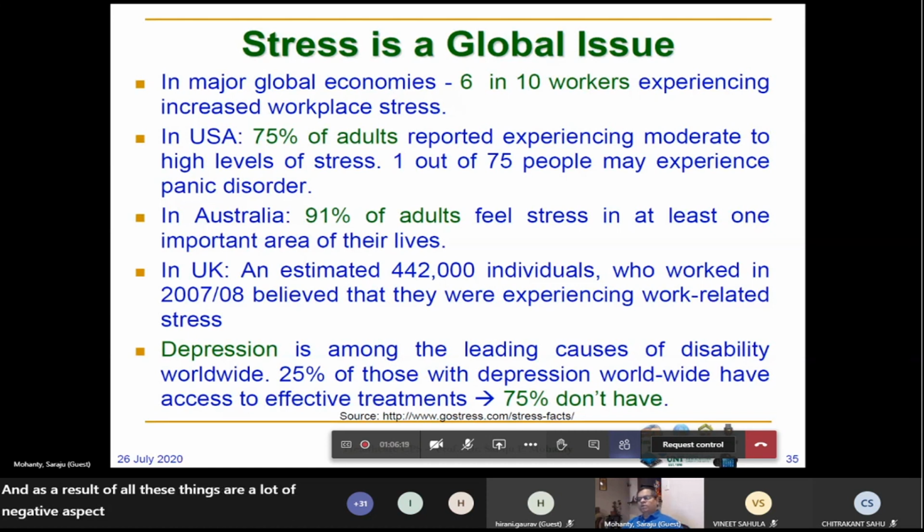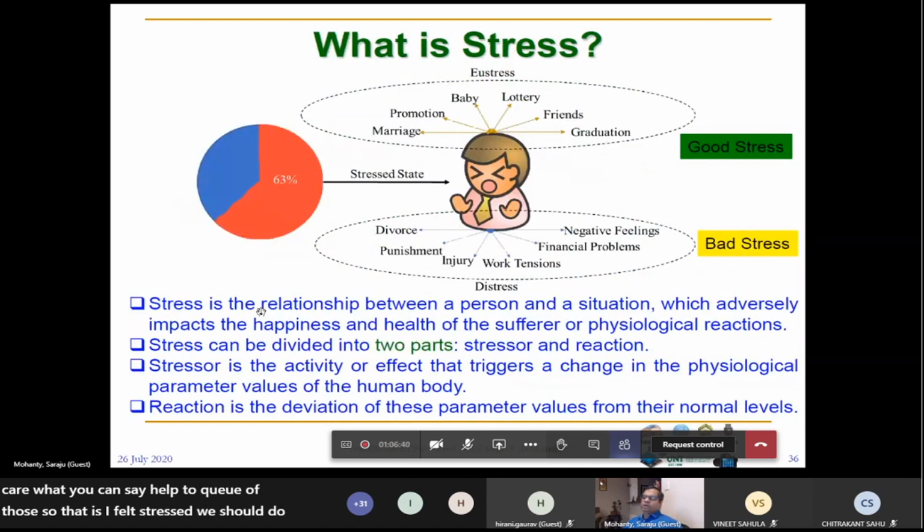As a result of all these things, there are a lot of negative aspects. Depression is one important negative aspect out of all those. What is observed is that a lot of people get depressed because of work stress. However, 75% of those do not have medical or healthcare help to cure it. So that is why I felt we should work on stress, and we have done a lot of work on this. I will be discussing a few.